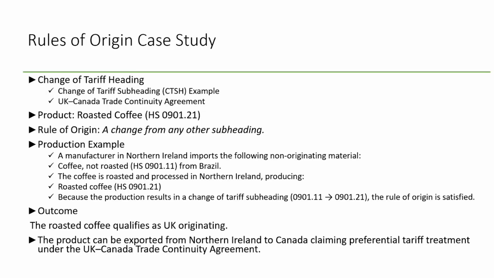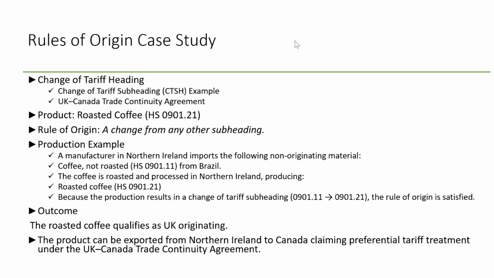So change of tariff heading, example, UK-Canada agreement. The product is roasted coffee, 090121. The rule of origin is a change from any other subheading. The production example is a manufacturer in Northern Ireland imports the following non-originating materials. So coffee, non-roasted. The manufacturer in Northern Ireland is bringing in coffee 090111 from Brazil. The coffee is roasted and processed in Northern Ireland, producing roasted coffee. So HS 0901. So once the coffee is roasted, it becomes 090121.